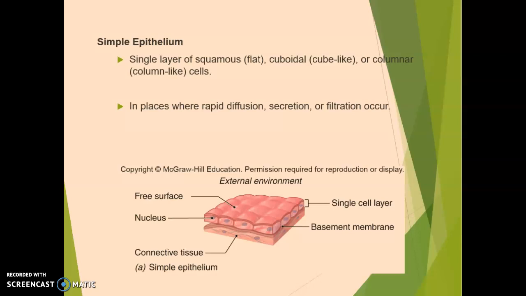And there are places where rapid diffusion, secretion, and filtration occur. You can see here we have the most base of an example of the tissue is the connective tissue. And then there's a basement membrane. So our simple epithelium will always have a basement membrane. This would be the actual simple layer right here. And then within the simple layer of cells, you will see the nucleus. Up here is the free surface, or also known as the apical, A-P-I-C-A-L.